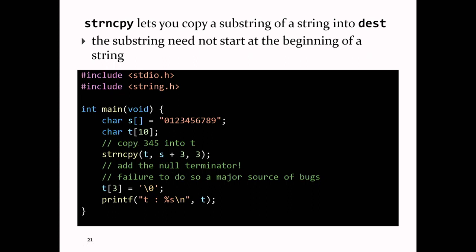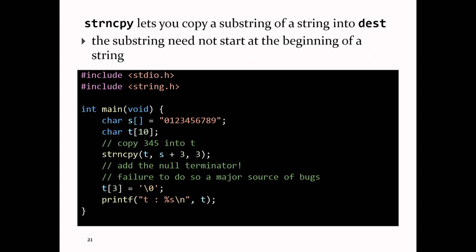Where do I want to start copying from? Well, I don't want to start copying from the 0. I want to start copying from the 3. The 0 is pointed at by s, plus 1, plus 2, plus 3. So s plus 3 points at the 3, and I can pass that pointer in for the source pointer. Then 3 is the maximum number of characters to copy, so that will copy the 3, the 4, and the 5 into t.